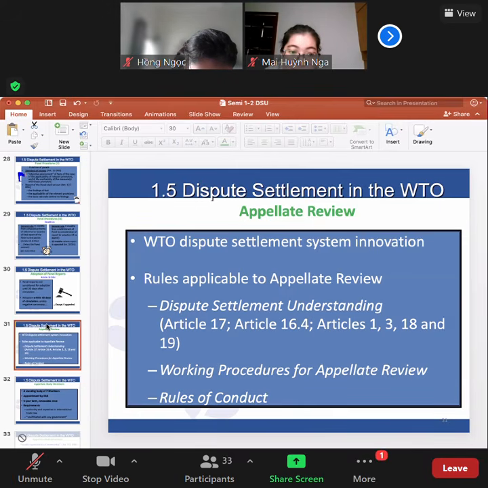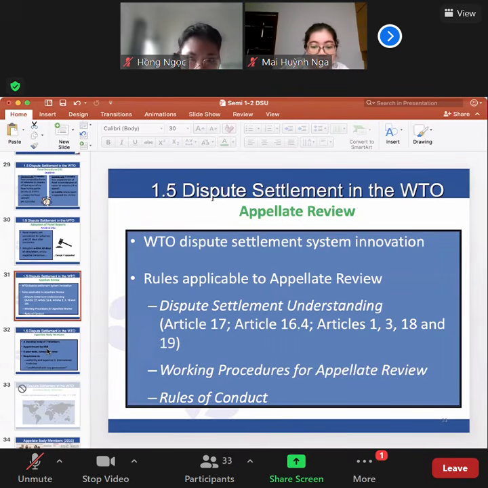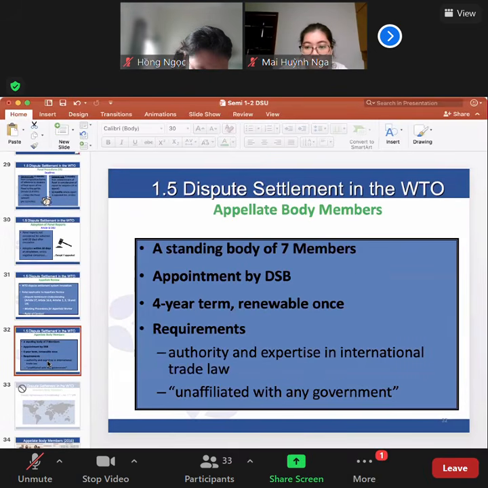The rules applicable to appellate review are mentioned in Article 16, 17.1, 17.3, 18, and 19. You can have a look at that with this guide later when we finish this class. That's not too important for me to talk about right here. But here are the things you have to know about appellate body members. When we talk about appellate body members, please have a look at Article 17.